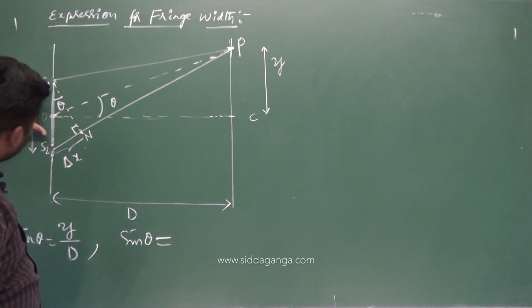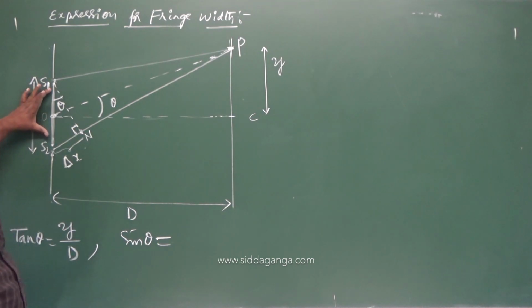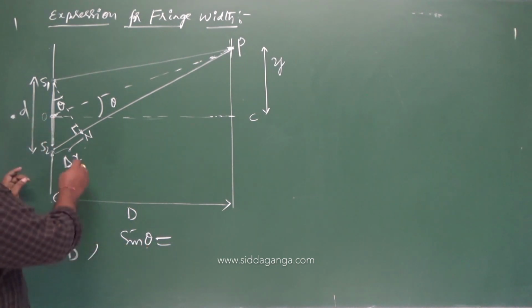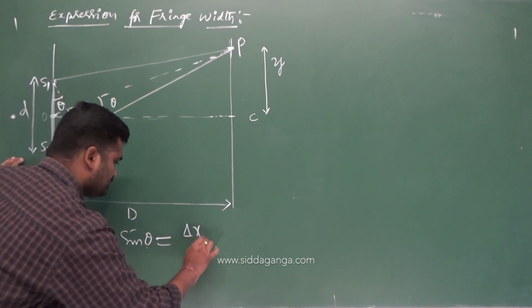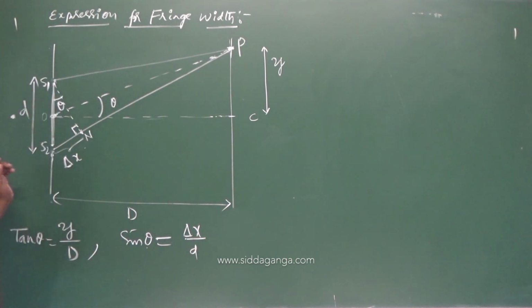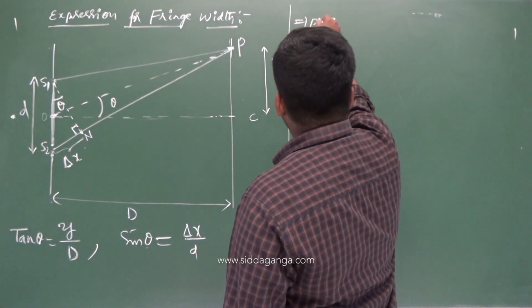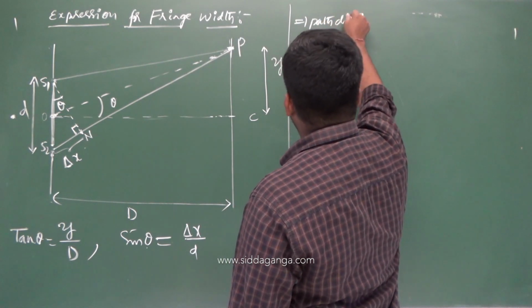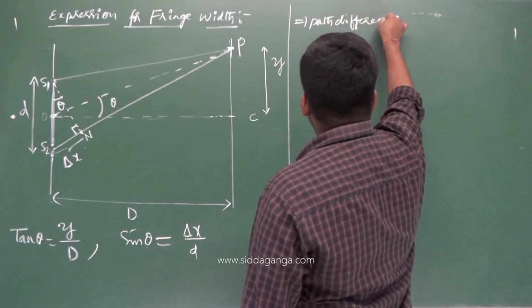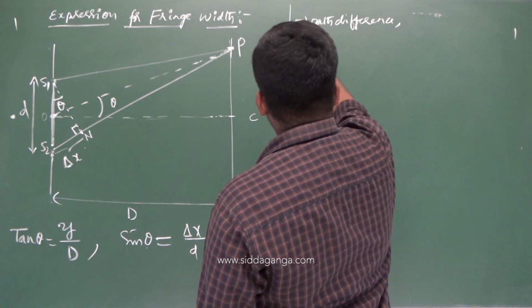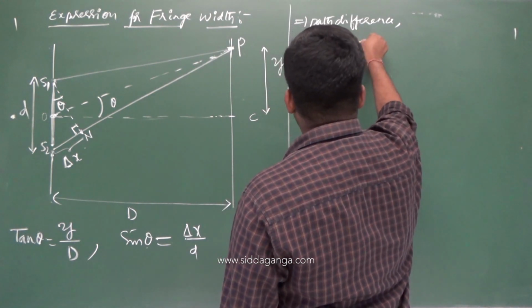Then obviously this side S1S2 becomes the hypotenuse. What is the length of S1S2? Small d, which we have taken. So sin theta equals opposite, delta x, divided by hypotenuse, d. From this I can write the path difference relation. From the diagram, path difference delta x equals d sin theta.